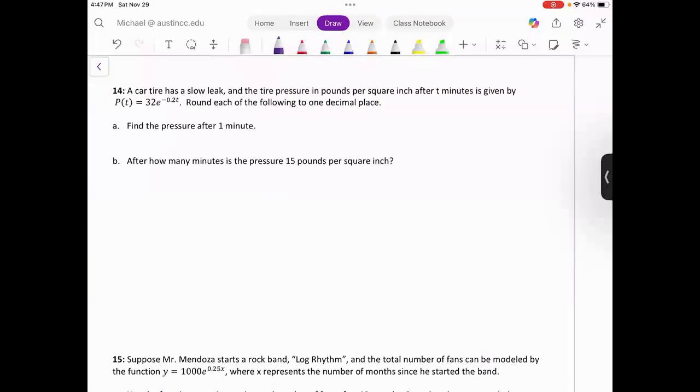All right. A car tire has a slow leak, and the tire pressure in pounds per square inch after t minutes is given by P of t equals 32 times e to the negative 0.2 t. Let's find the pressure after 1 minute. So that's when t equals 1. We want to evaluate P of 1. So that'll be 32 times e to the negative 0.2 times 1. When we put that into a calculator, we're going to get 26.20.